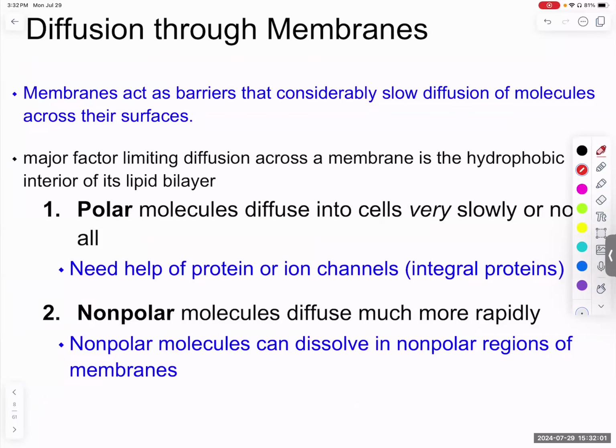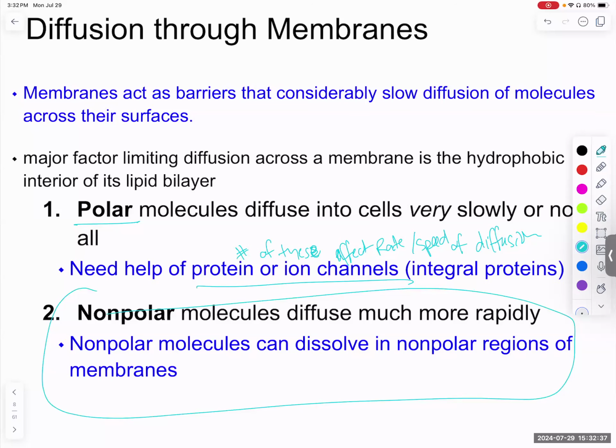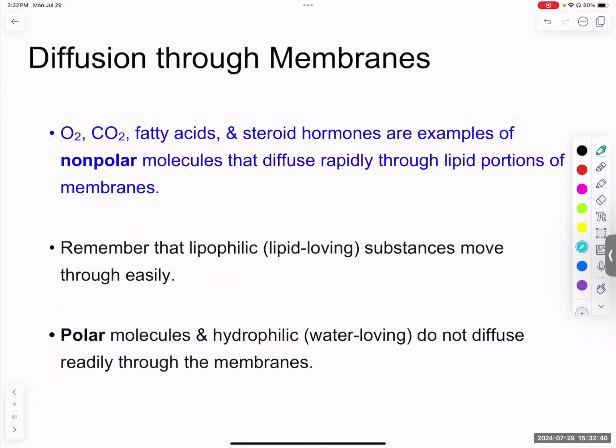Membranes are barriers, and that in itself is going to slow down molecules from moving across their surface, and specifically polar molecules, because they need a protein or ion channel. And so the number of these channels is going to affect the rate or speed of diffusion. So the more channels you have, the faster the diffusion. Nonpolar molecules are going to go right through the cell membrane. So that's not a factor for them.